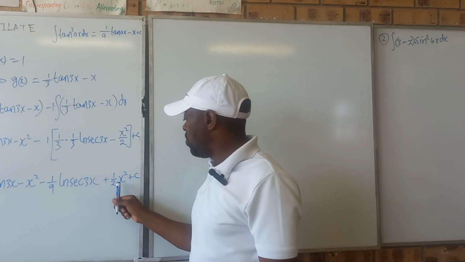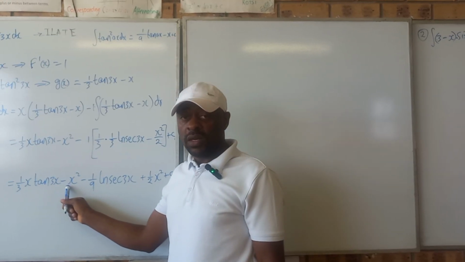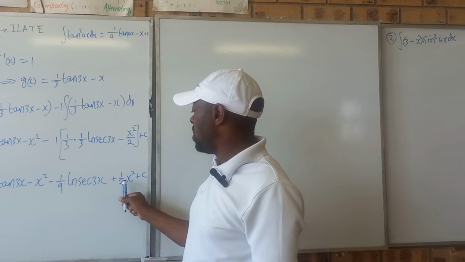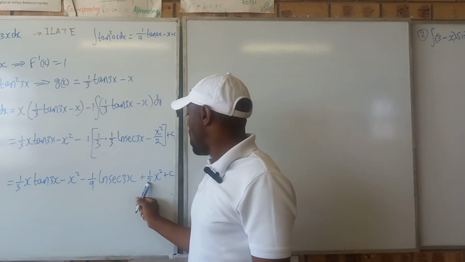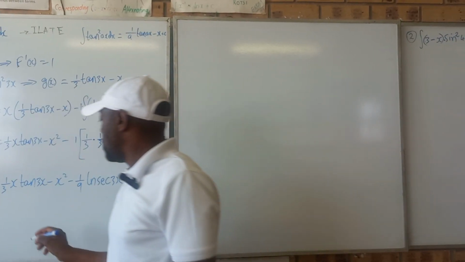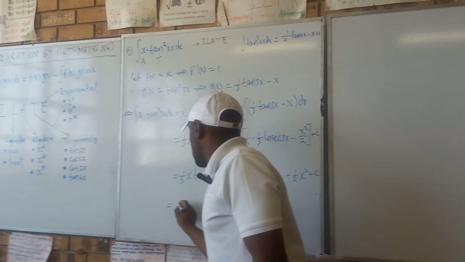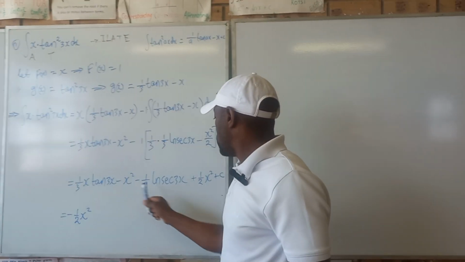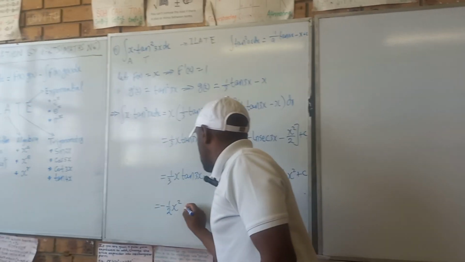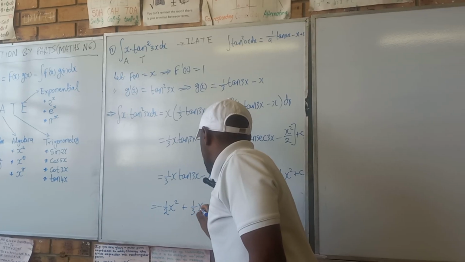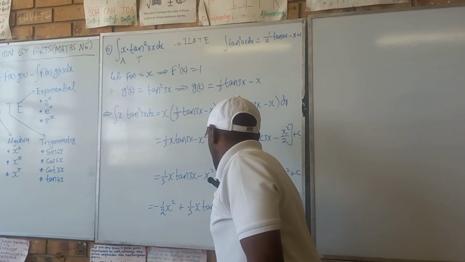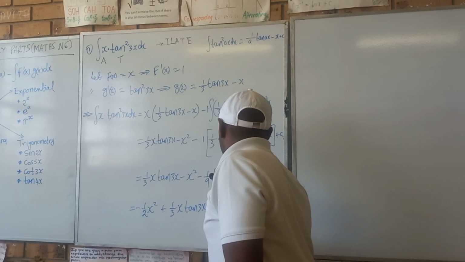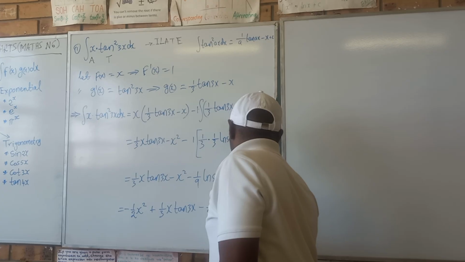If you choose to pull like terms together, you see that there is a negative x squared and a positive 1 over 2 x squared. So those are like terms. Half minus 1 is negative half. That leads us to our final answer being negative a half x squared, when I put this term on this one, then plus 1/3 x tan 3x, then minus 1 over 9 ln sec 3x plus c.